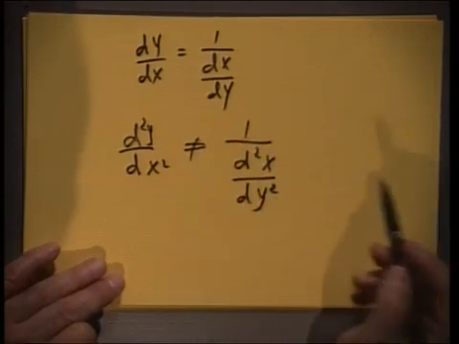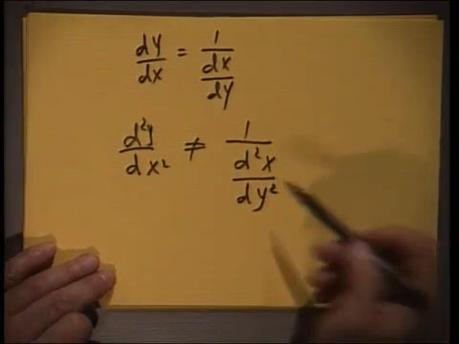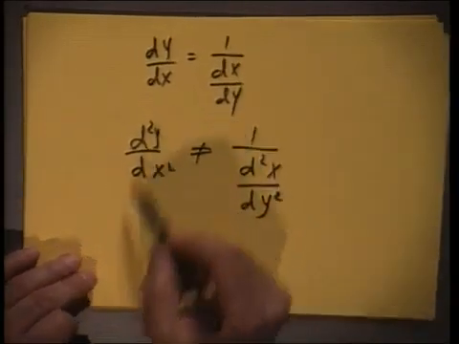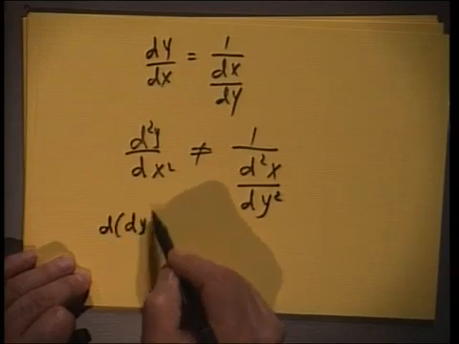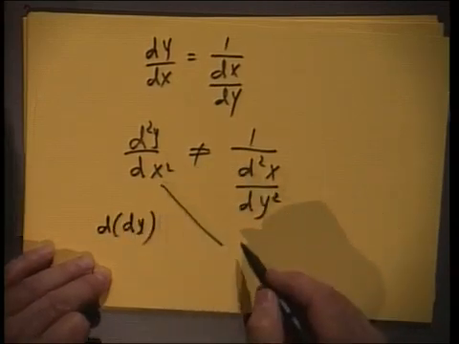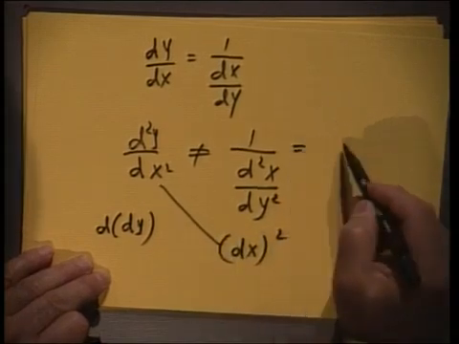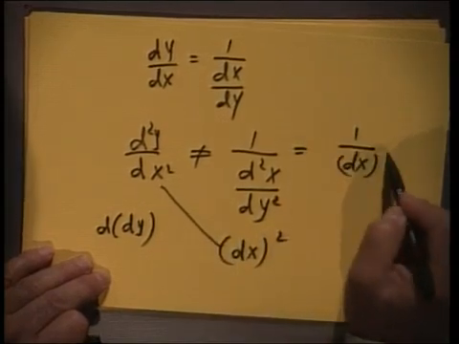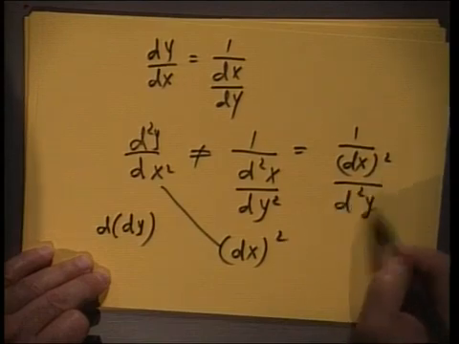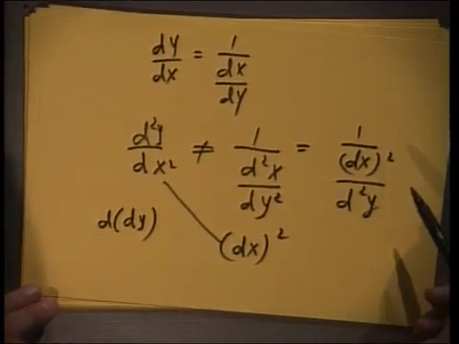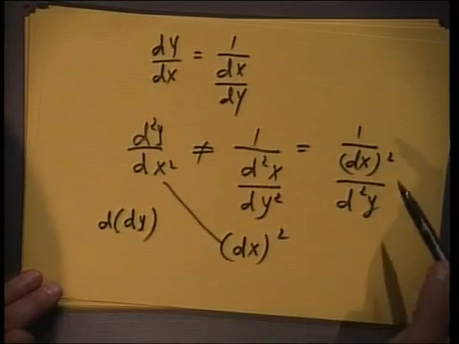by dy square. Indeed, it isn't. Why? Because they are not the same. This d to y is equal to d of dy, whereas dx square is not d of dx, but it is dx to the square. So in fact, if you want to write it as 1 over dx to the square over, if it exists, of course, divided by d to y, then actually this is it.